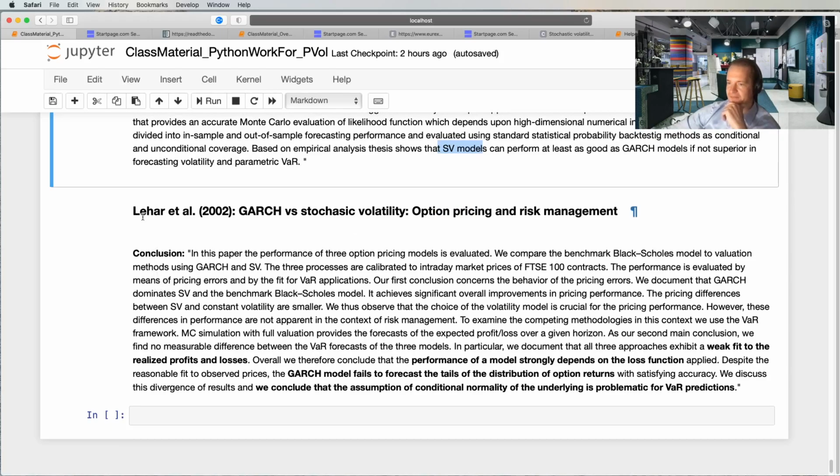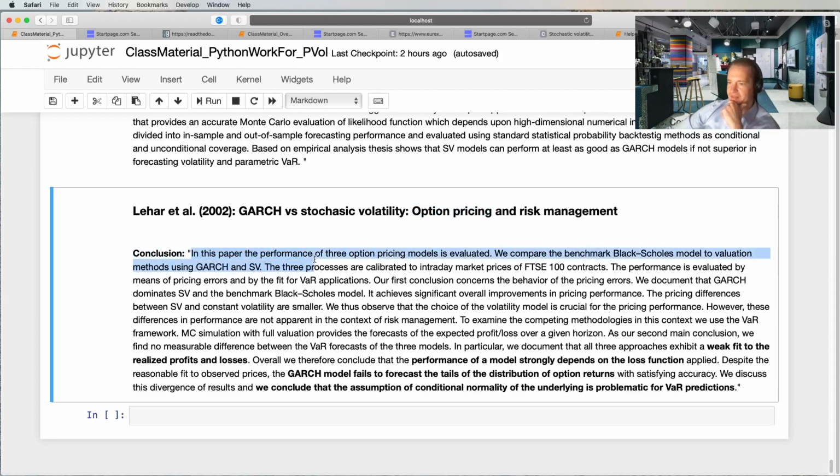Okay, and this last one, GARCH versus stochastic vol, option pricing and risk management. Okay, interesting. Talk about option pricing. I just copied the conclusion from the paper. In this paper, the performance of 3 option pricing models is evaluated. We compare the Black-Scholes model, and we talk about that in 2 or 3 classes, and 2 valuation models using GARCH and SV. The 3 approaches are calibrated to intraday market prices of FTSE 100 contracts. The performance is evaluated by means of pricing errors and by the fit of a VAR application.